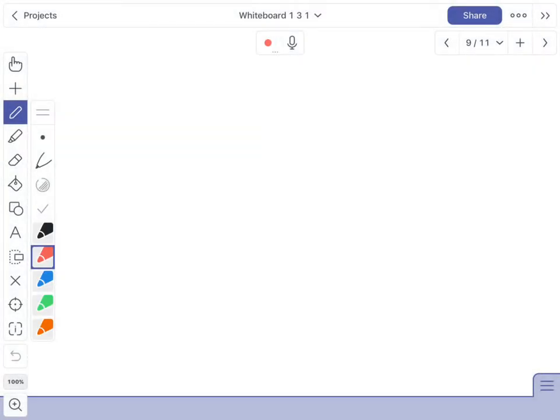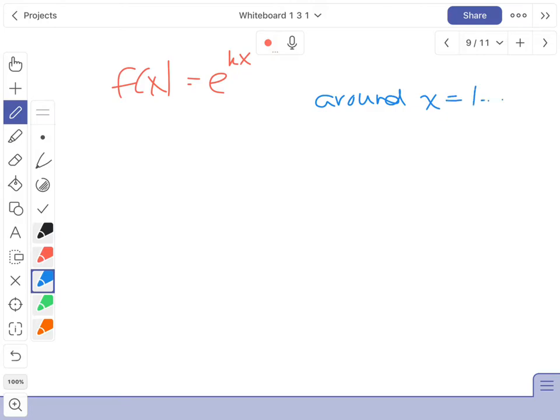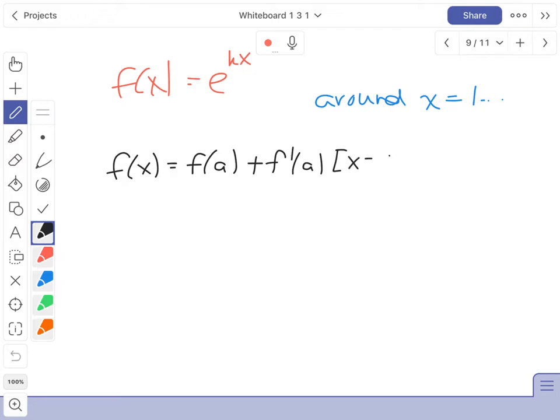So if we're given that same function, f of x equals e to the kx, but this time we're asking ourselves around x equals 1. Well, our formula would be the same. f of x would still equal f of a plus f prime of a times x minus a. But if we're around x equals 1, then we need to know a point around 1. So in this case, I'd probably use an a value of 1.